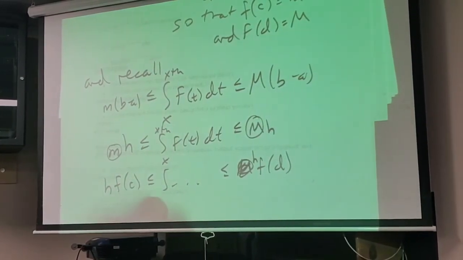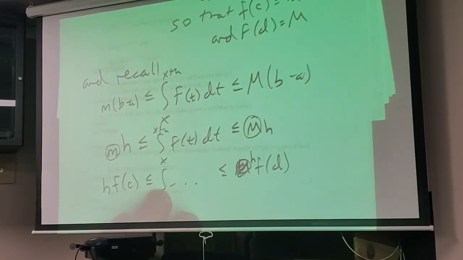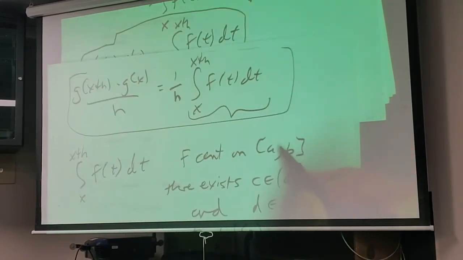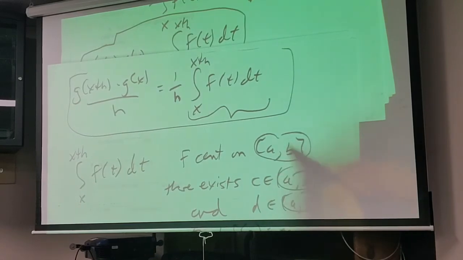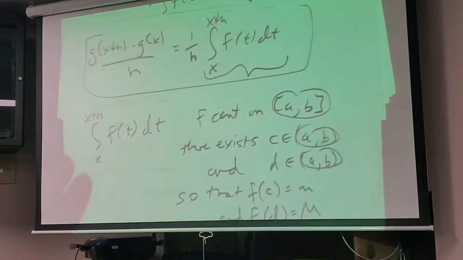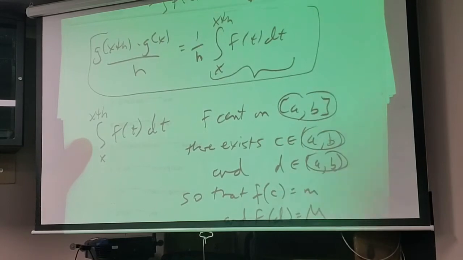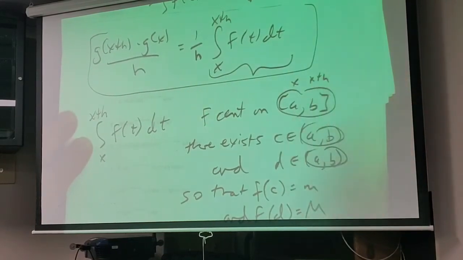I should have been a lot more precise up here. Do you see how I did this and this and this? What are A and B in this problem? I just wasn't specific enough. What are A and B at the moment? X and x plus h, correct? All right.